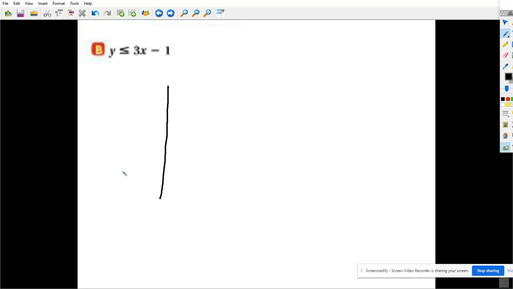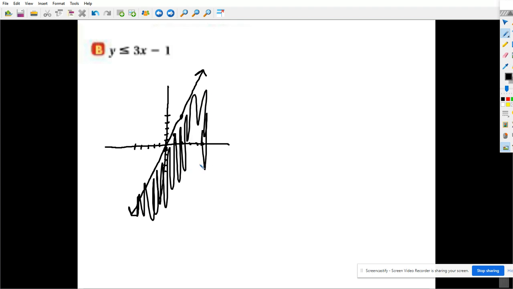Let's look at another example. Again, same exact line here. Where's my y-intercept? I've got a y-intercept at -1. So that's my starting point, and my slope from that point is up 3, right 1. Up 3, right 1. Now let's take a look at this line. Is this line going to be solid or dotted? Because it's a less than or equal to, it will be a solid line. So just like I normally would graph a regular old line, and now because it's a less than or equal to, I would shade everything below.